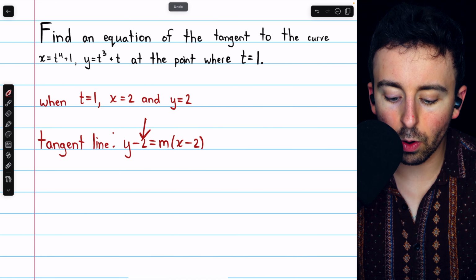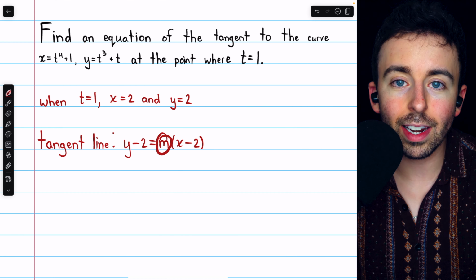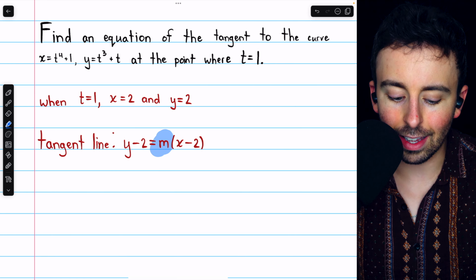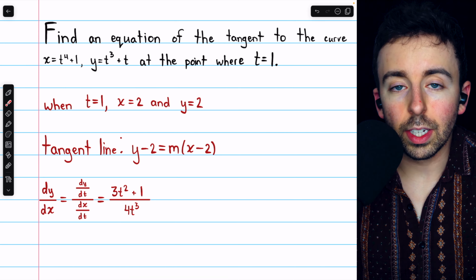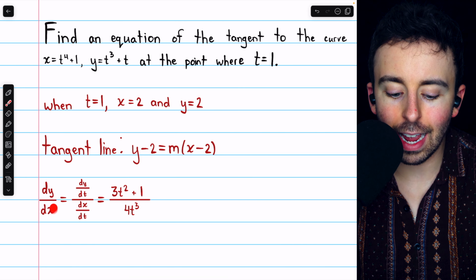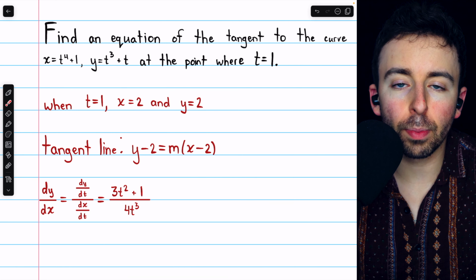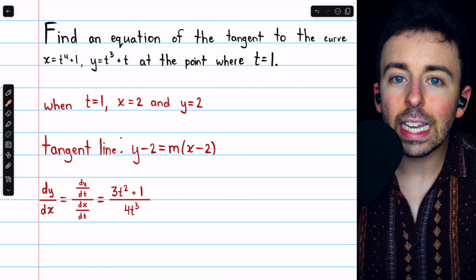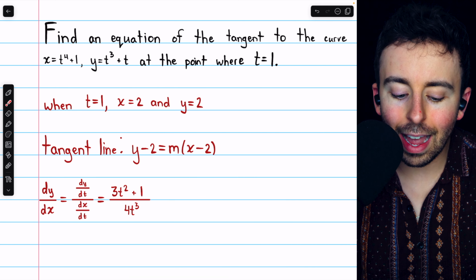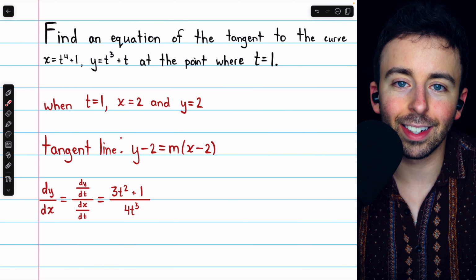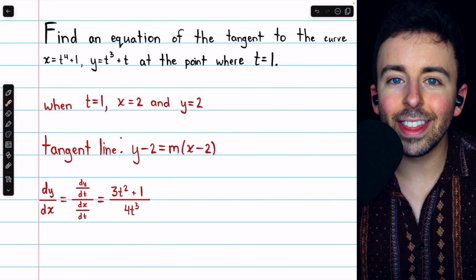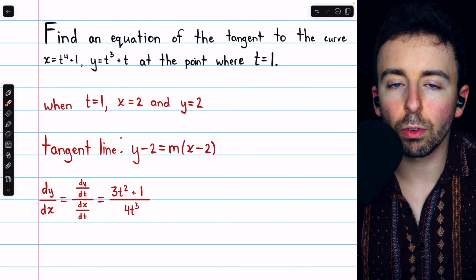y minus the y-coordinate equals the slope, which we'll find in a minute, multiplied by x minus the x-coordinate. So the only thing missing is that slope. To find the slope, we need to take derivatives. We need to figure out how y changes with respect to x, which, since they're both parameterized in terms of t, is found by taking the derivative of y with respect to t and dividing by the derivative of x with respect to t. In this way, we see how they both change with respect to t, and thus we can see how y changes with respect to x.